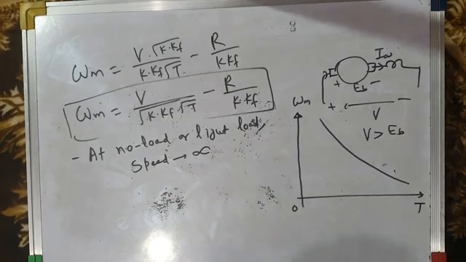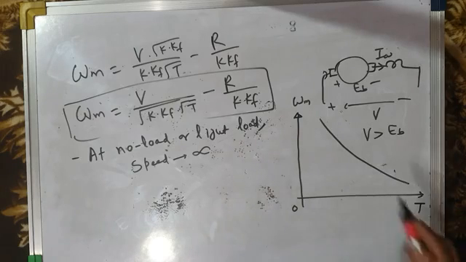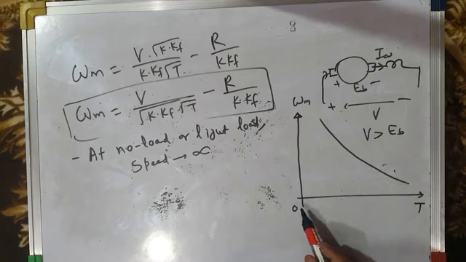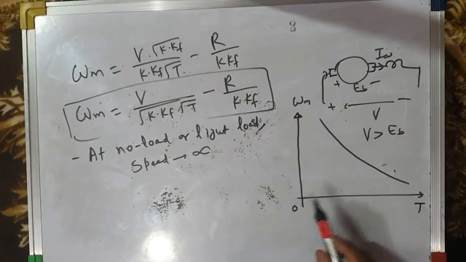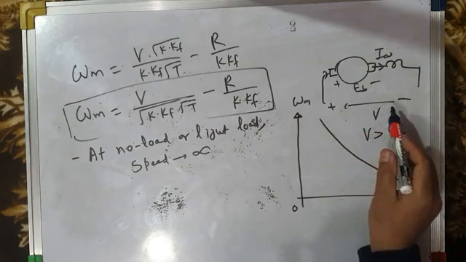It may be so high that the motor will lose its mechanical strength. Because of these huge centrifugal forces, the windings may come out of the slots of the armature, right? Therefore, it is advisable that the DC series motor should never be started on no load or on light load. It should always be started at some load.